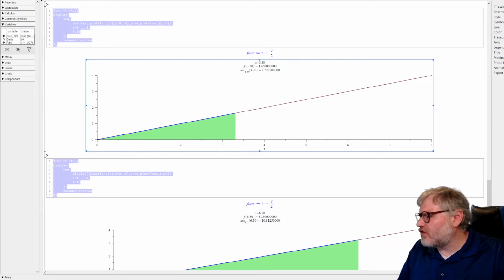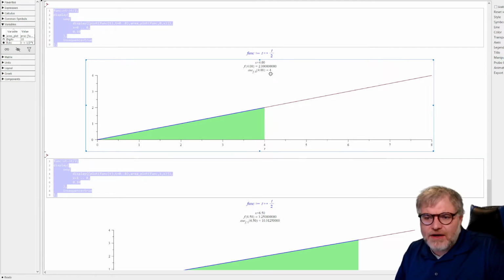So if I take it to, say, 4, so I do x squared over 4, well, that would be 16 over 4, and that's 4. And that gives me the area under the curve here.